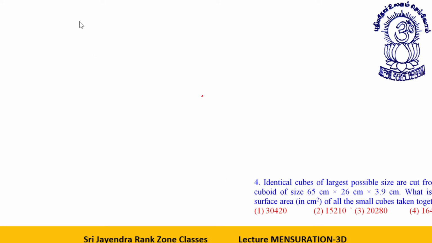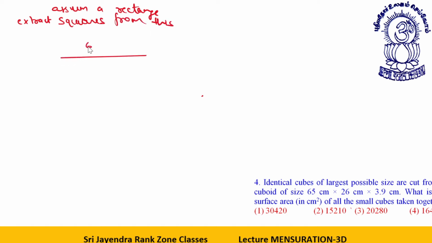Let's say I take a square. Okay, not a cube, I assume a square. Assume a rectangle, okay, not a square. Assume a rectangle and extract squares from this. You have to cut out squares from this. What is the size of the rectangle? Let's say 65 by 26. What is the maximum possible size of the squares?